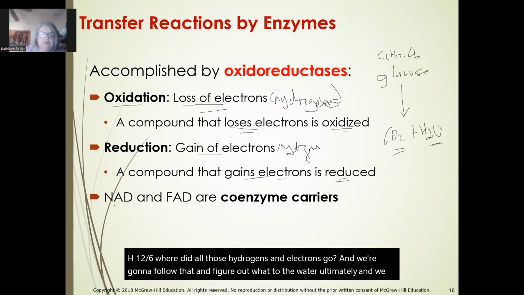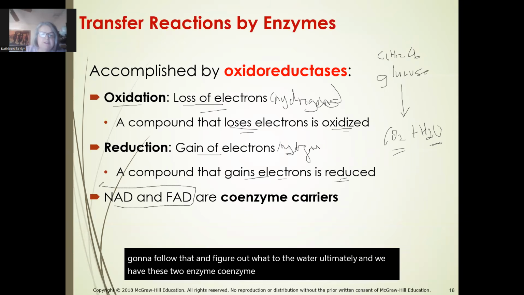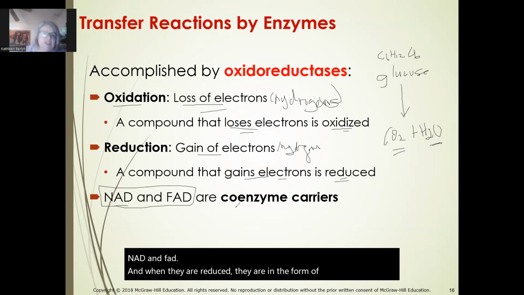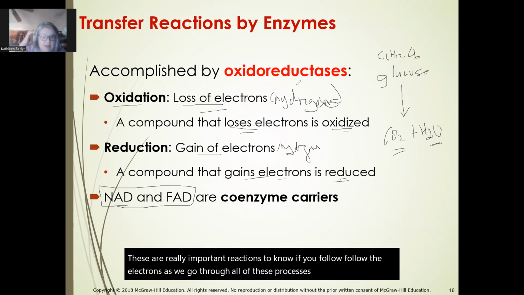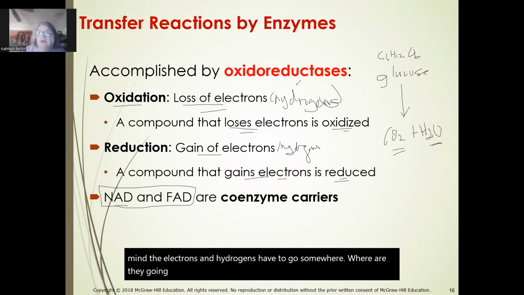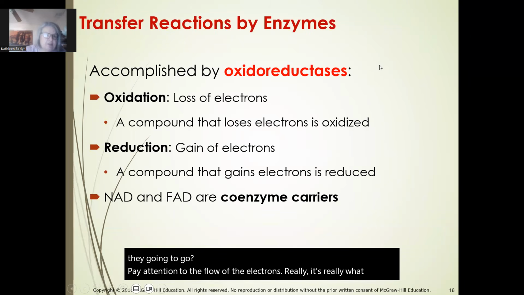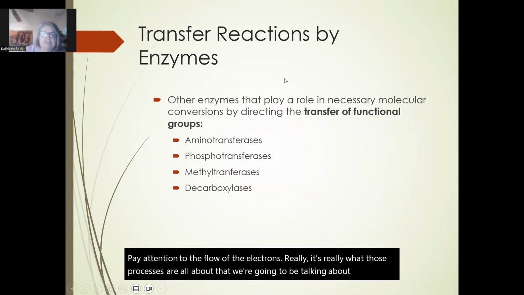And we have these two coenzyme carriers, NAD and FAD. And when they are reduced, they are in the form of NADH and FADH2. So these are really important reactions to know. If you follow the electrons as we go through all of these processes, just keep in mind the electrons and hydrogens have to go somewhere. Where are they going to go? Pay attention to the flow of the electrons. It's really what those processes are all about that we're going to be talking about in the next sections.